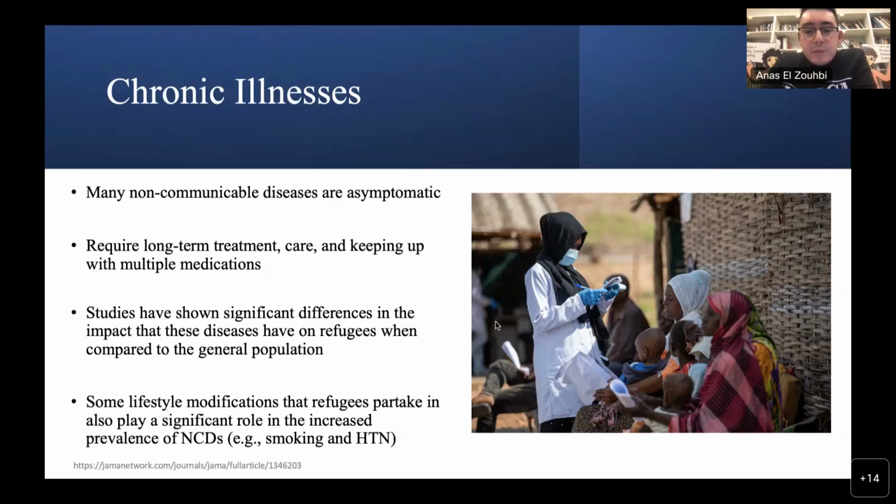Now, of course, some lifestyle modifications that refugees take part in play a significant role. For example, studies have shown that refugees are more likely to smoke, and that would also increase the prevalence of non-communicable diseases like hypertension or maybe diabetes, etc.